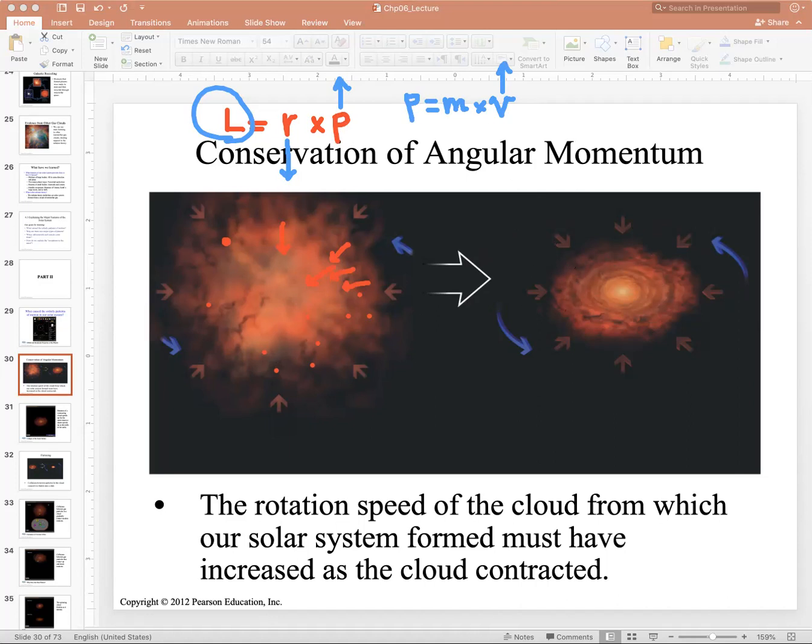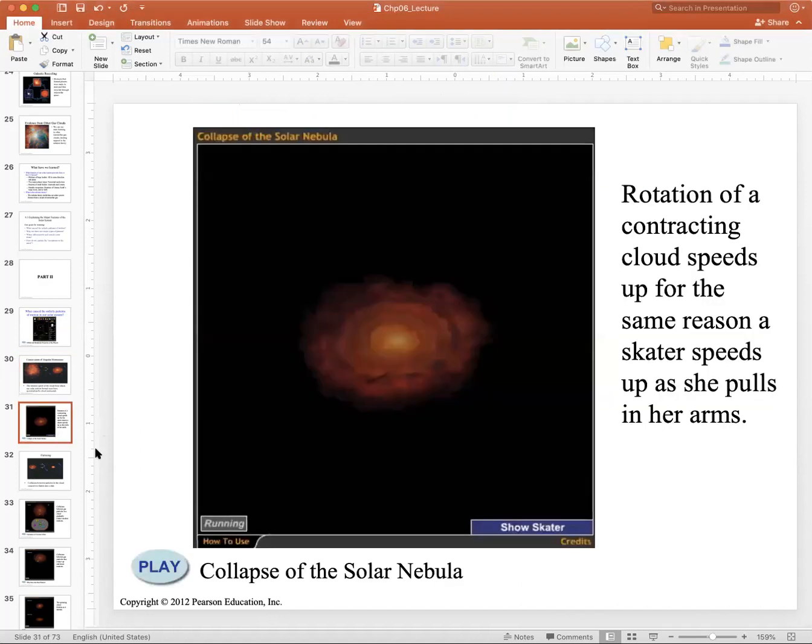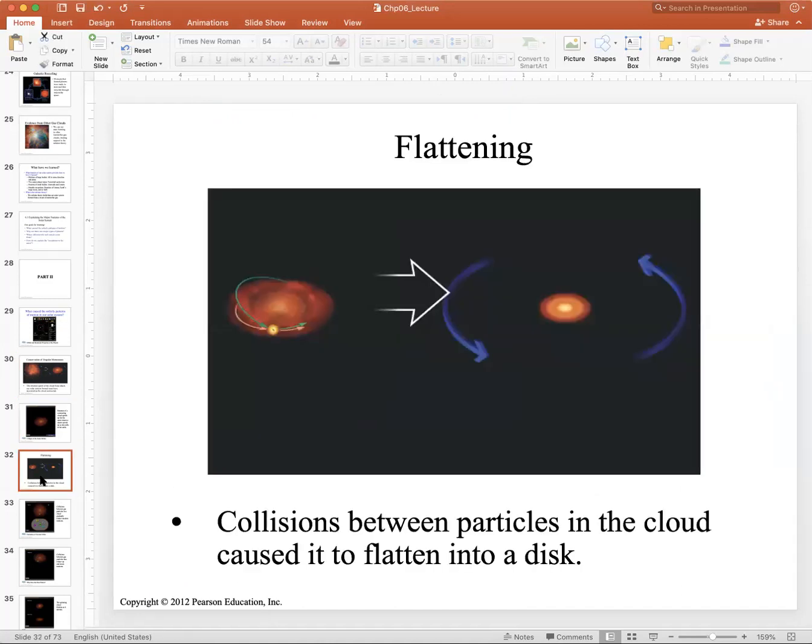And now I will show you another animation about it in a little bit, okay? Which is right here. So you can see the rotation. As these materials are collapsing, they're starting to rotate faster and faster. So eventually, because of collision between these particles in a solar nebula, because they're all colliding together, they started to also flatten to a disk.